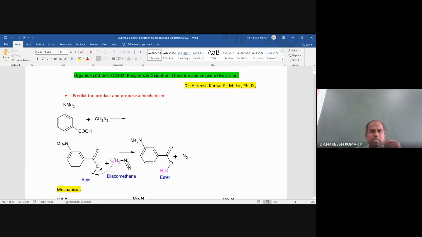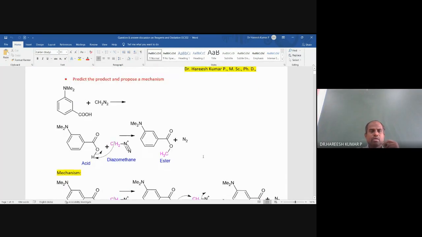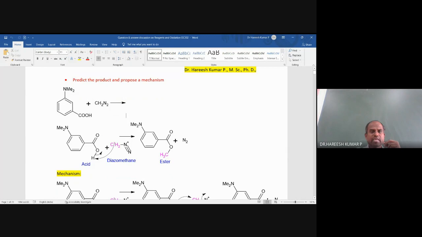Okay, the first question here, the questions are in random. It's not particularly about one reagent, but it is related to all the reagents. And one more thing, these questions I have taken from the BCU examination question papers. So this is N,N-dimethyl benzoic acid. N,N-dimethyl, which position? 3 position. 3-N,N-dimethyl benzoic acid.